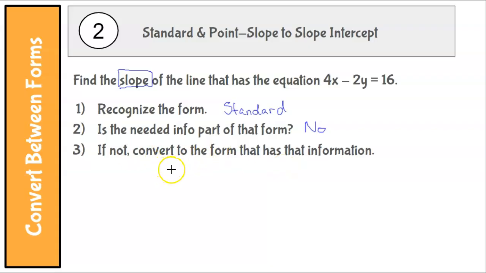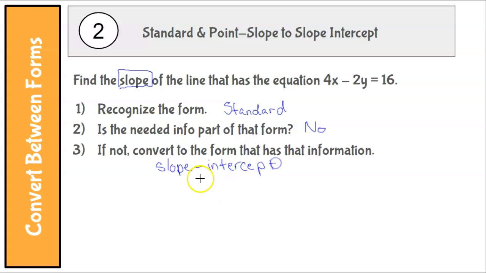So step 3 is, if it's not, convert to the form that has that information. If we think back to our forms, we have two forms that we could just tell the slope right from it. One is slope-intercept form and the other one is point slope. And I'm just going to tell you, if you're asked to find the slope and it's not in slope-intercept form, you're probably going to go to slope-intercept form. So that's the one that we need.